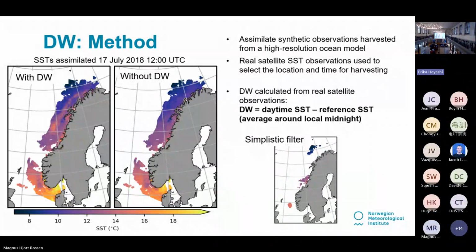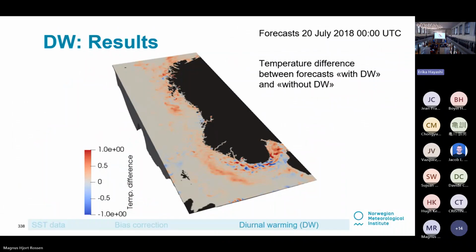So in the next slides, I will show you the difference between the model results with diurnal warming and the model results without diurnal warming. Basically, I'm going to show you what happens when we assimilate diurnal warming observations. So this figure shows you the temperature difference.